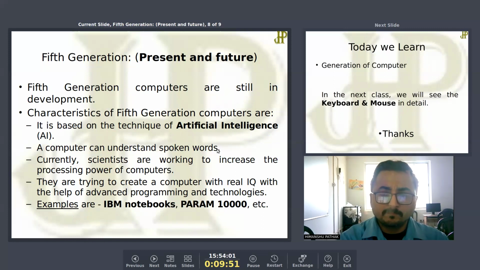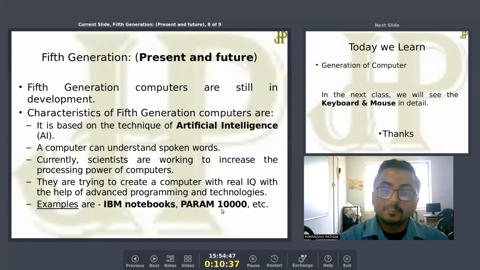I'm going to give a simple, small example of AI, that is your chatbots or Siri, Alexa. They can recognize your voice, and based on your instructions, they can play your songs. Okay. Currently, scientists are working to increase the processing power of computers. We are trying to create a computer with a real IQ. Some examples are IBM notebooks, Param 10,000, etc.